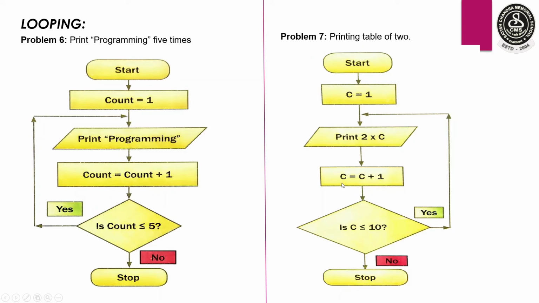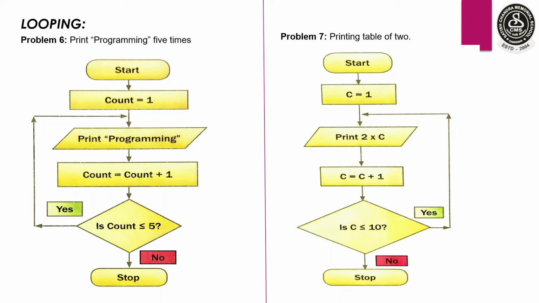Now when it will be c equals c plus 1, c equals 10 plus 1, it will be 11. So now it will check, is 11 less than or equal to 10? No, it is not less than or equal to 10. Simply, it will stop the program. So that is the procedure of looping. We are doing the same thing 10 times or 5 times. What are we doing? We are increasing the count. 1, 2, 3, 4, 5, 6.